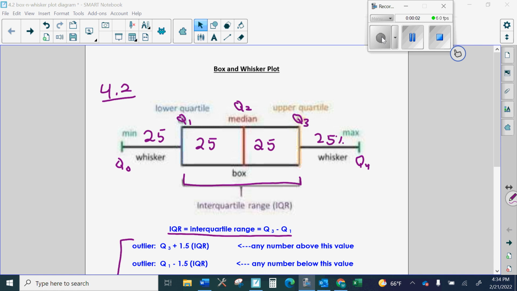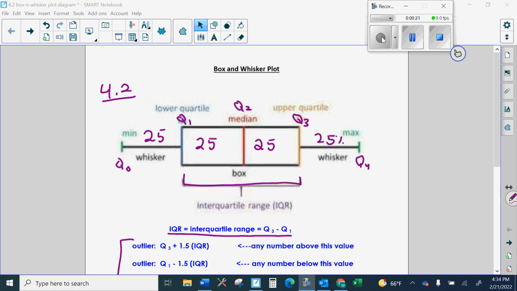Okay, students, we're going to go over box and whisker in 4.2, your financial algebra book. You have this sheet. It has the top information on it here, at least. Box and whisker, we split data into quartiles.